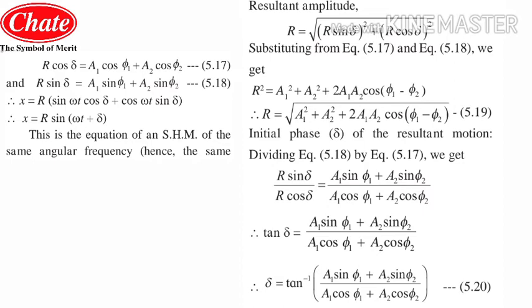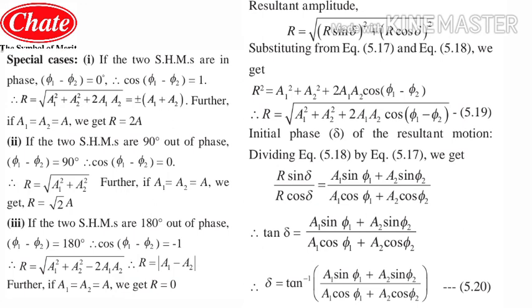So sin delta upon cos delta will be tan delta. Now the further equation will be as it is, a1 sin phi1 plus a2 sin phi2 upon a1 cos phi1 plus a2 cos phi2. Now if you want to calculate delta only, then it will be tan inverse of a1 sin phi1 plus a2 sin phi2 upon a1 cos phi1 plus a2 cos phi2. So this will be the value of delta.